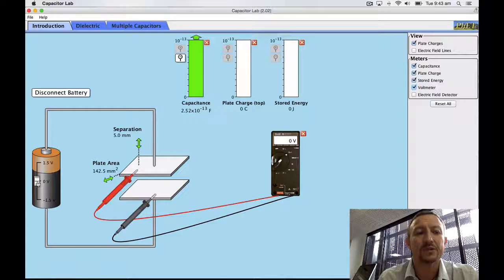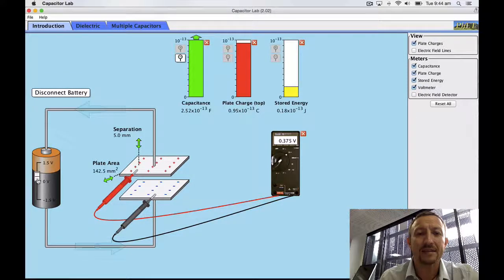Okay, so let's have a play and see what we can do. Firstly, we'll go over to the battery and see what happens when I increase the voltage of the battery. I like to think of the battery as pushing electrons onto the plate. You can see that we can go in two directions: 0 to 1.5 going upwards, or 0 to negative 1.5 going in the opposite direction. So let's go upwards. As I increase the voltage, I can increase the amount of charge which is being put on the plates.